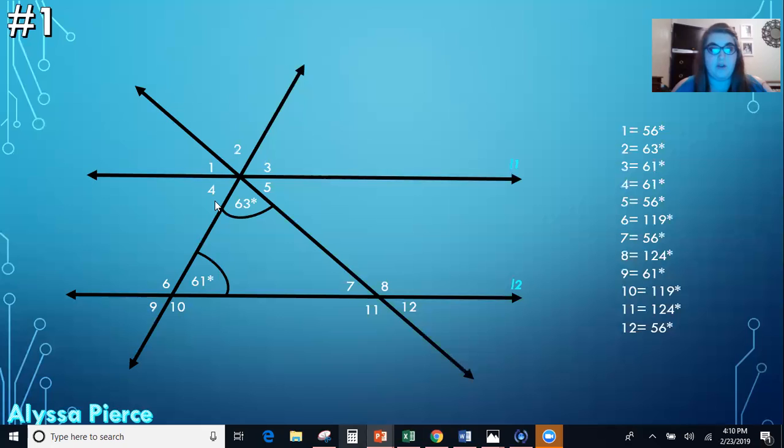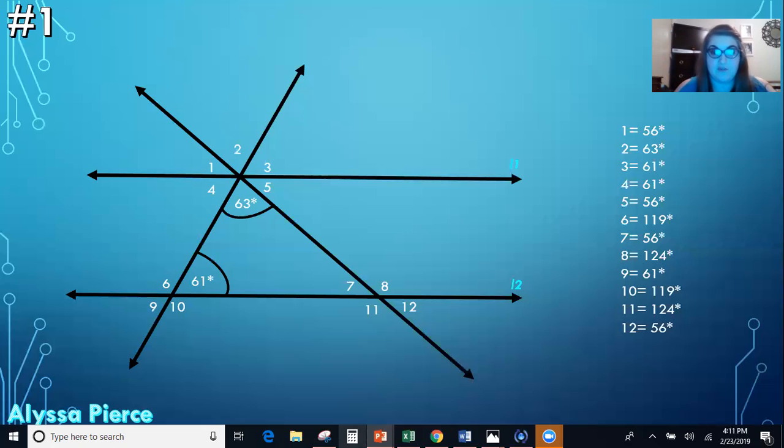So we can go around here and look at another similar angle, which is going to be 12, which is also going to be 56 degrees. So now once we figure those out, we're able to figure out most of the other angles as well. So number 2 is going to be 63 degrees, 3 is going to be 61 degrees, 4 is 61 degrees, 5 is 56, 6 is 119 degrees, 7 is 56 degrees, 8 is 124 degrees, 9 is 61 degrees, 10 is 119 degrees, 11 is 124 degrees, and 12 is 56 degrees.